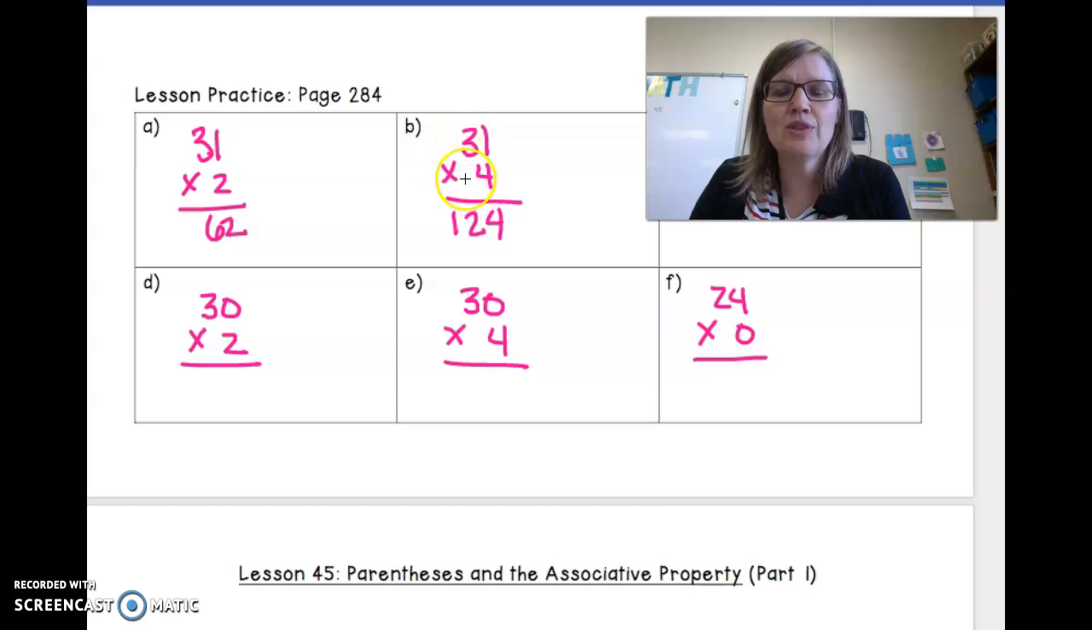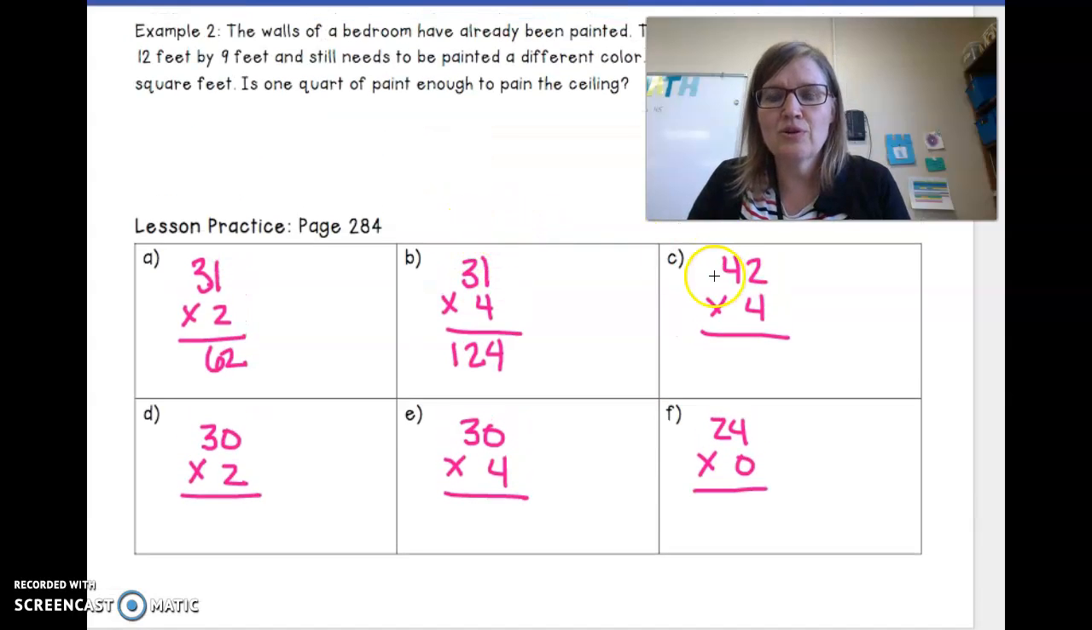And notice that I put my first number right underneath my tens and then move this over into the hundreds column. See, I'm going to scroll down here. 4 times 2 is 8. 4 times 4 is 16.